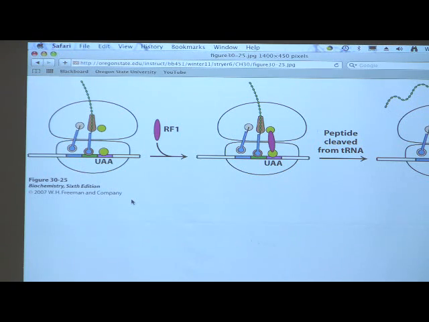cause termination to happen. As I noted last time, the termination happens because of what the release factor brings to the ribosome. It brings a molecule of water, which cleaves the bond between the tRNA and the polypeptide chain. And that polypeptide chain is then released from the ribosome and goes out and finishes its folding if it's started, or it can completely fold if it hasn't already started. So at that point, we're done with translation.